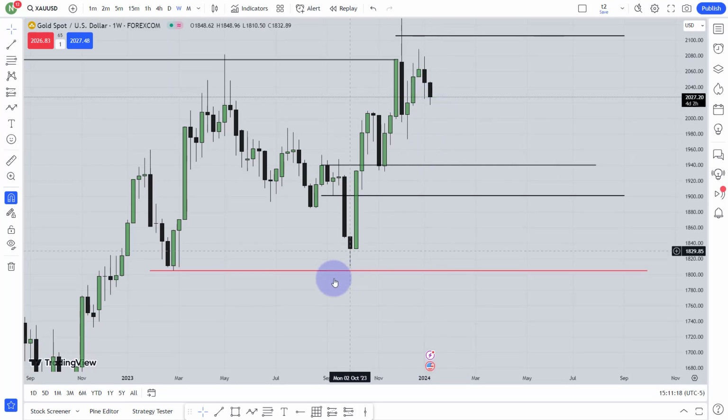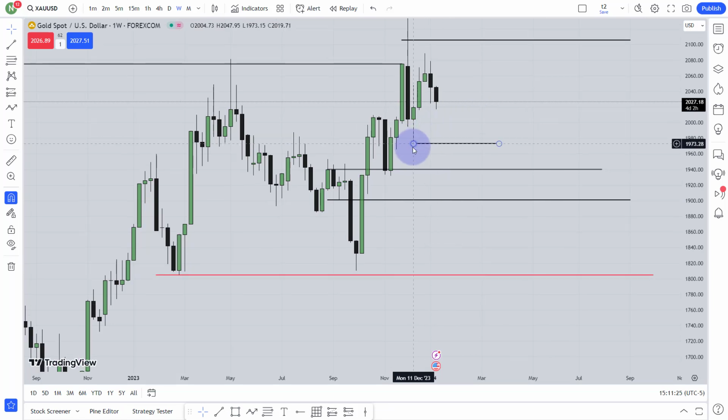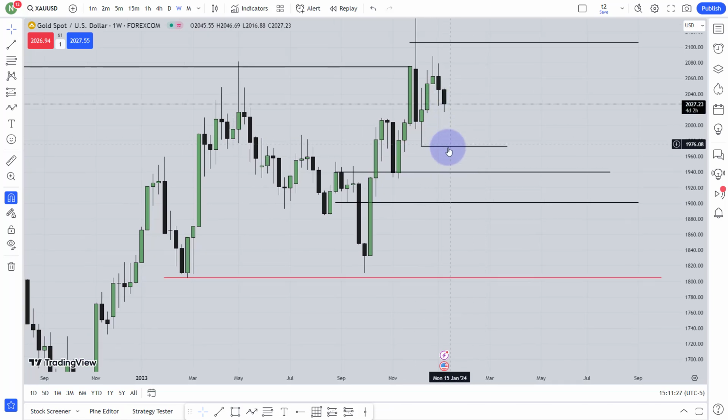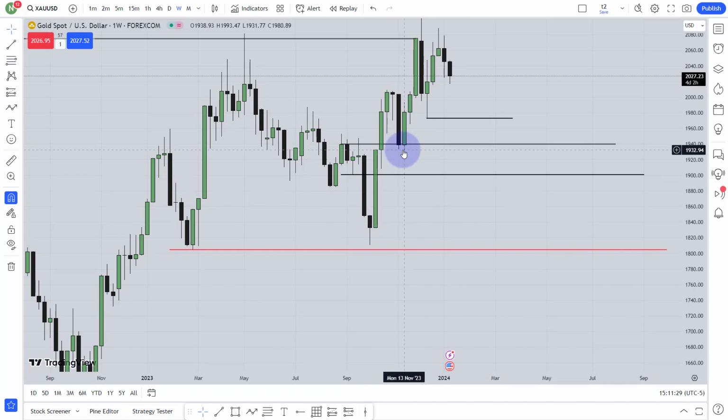Where is my first target? Where is price heading? To that low. This low is my target. Now I'm targeting this low. If price can take that low, then these relatively equal lows. Look at these relatively equal lows.